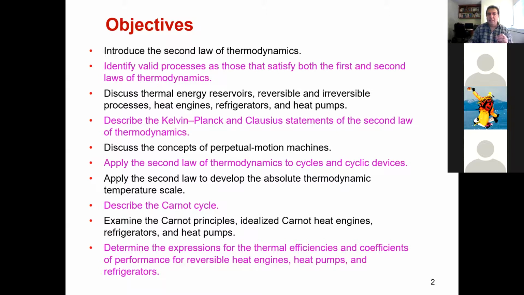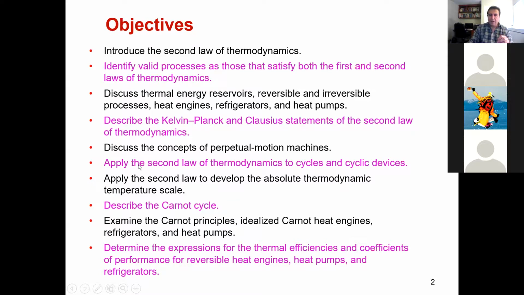So chapter 6 introduces the second law of thermodynamics, identifies valid processes as those that satisfy both the first and second laws of thermodynamics, and discusses thermal energy reservoirs, reversible and irreversible processes, heat engines, refrigerators, and heat pumps. It describes the Kelvin-Planck and Clausius statements of the second law, and discusses the concept of perpetual motion machines. I have a nice video about perpetual motion machines, so we're going to watch it.